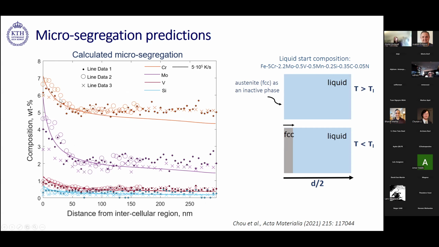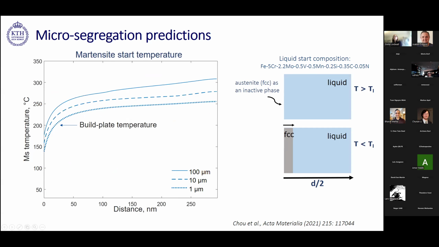So even if the simulation is a simplified model of the solidification that happens during laser powder bed fusion, we can still use it to predict the segregation trends during AM processing of this material. Within the Thermo-Calc software package, we also have models for calculating the martensite start temperature. So we calculated the martensite start temperature as a function of these segregated composition profiles, for different austenite grain sizes.